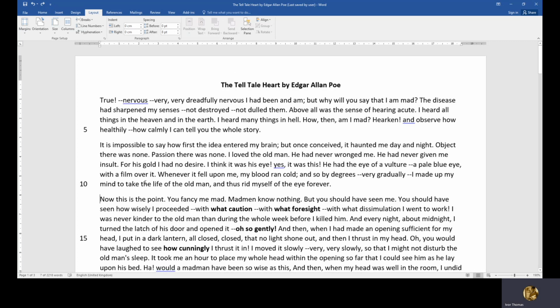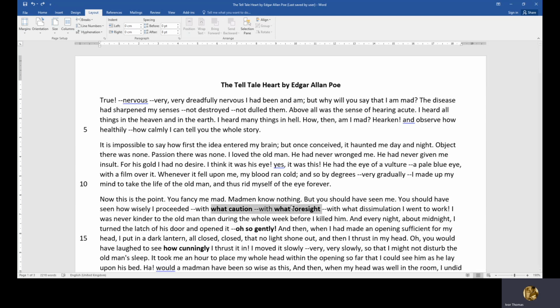Here's shrieks of excitement. So we'll go from line 11. In line 10 and before, we learn that the man narrating this says that he wants to kill someone with a dodgy eye. Now this is the point. "You fancy me mad. Madmen know nothing." This character says he isn't mad because he's clever, but "you should have seen me. You should have seen how wisely I proceeded, with what caution, what foresight."